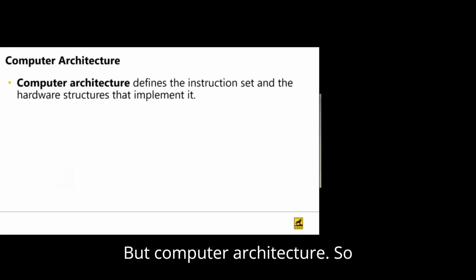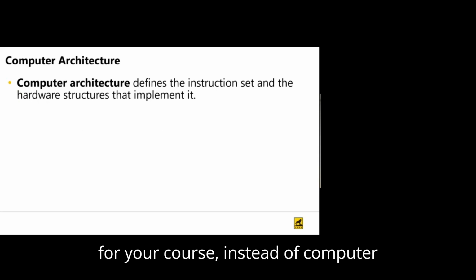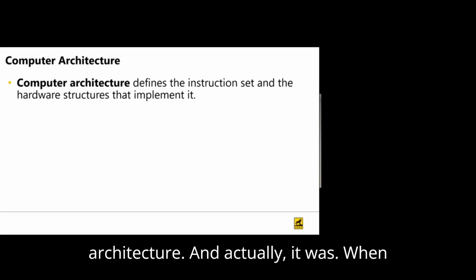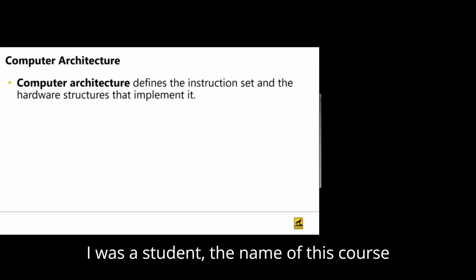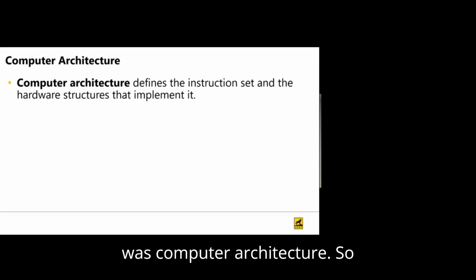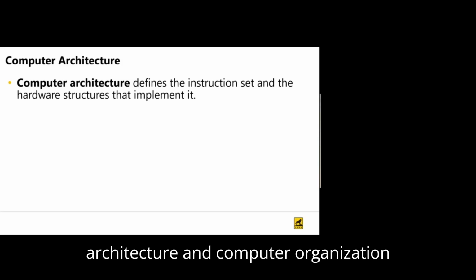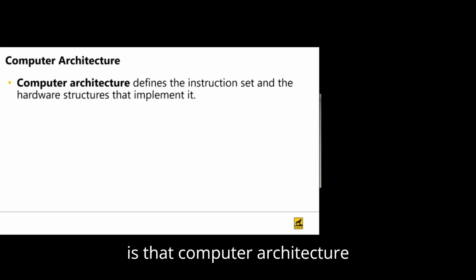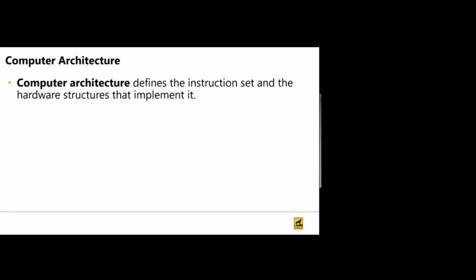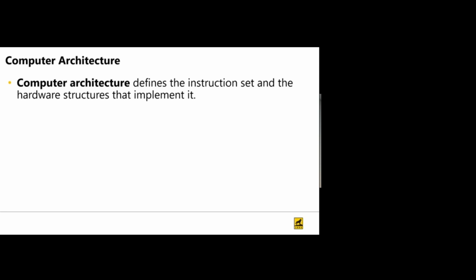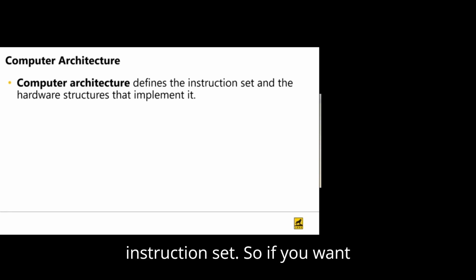But computer architecture. Actually the proper name for your course, instead of computer organization, needs to be computer architecture. And actually it was. When I was a student, the name of this course was computer architecture. So the difference between computer architecture and computer organization is that computer architecture has one extra part. And the extra part is the instruction set.